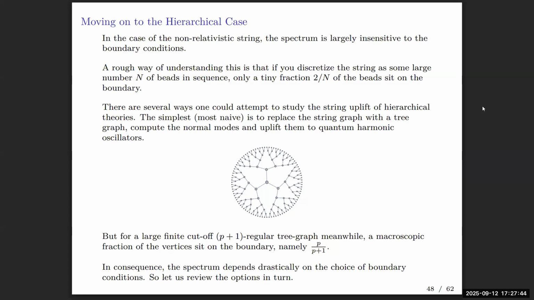I mean, the point is, if you think of a string, if you try to discretize the string and think of it as a graph, right, then you have a sequence of points and you just have 2 boundary points. So if you have a very large system, the fraction of boundary points tends to 0. Okay? But for a tree, you can see the boundary points grow exponentially. So actually, some finite fraction of the points are boundary points, even in the large system limit. Okay, so that's why the boundary conditions really do matter a lot.